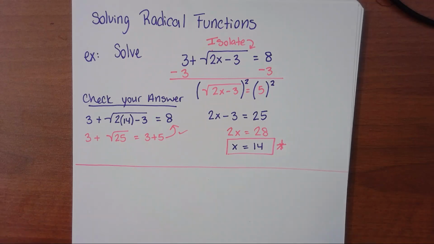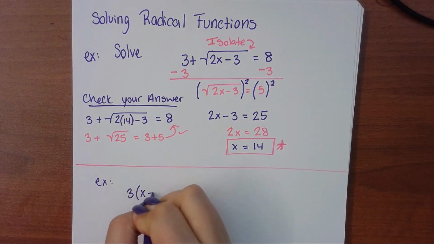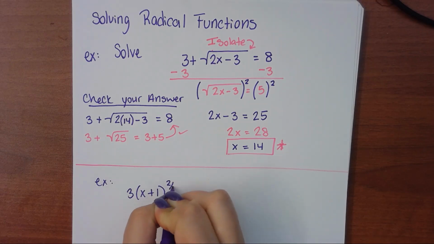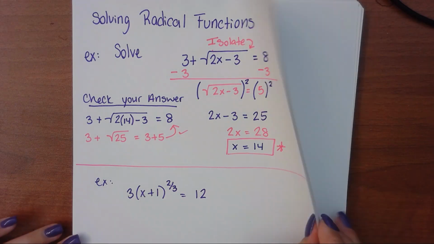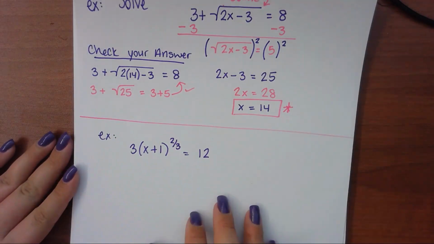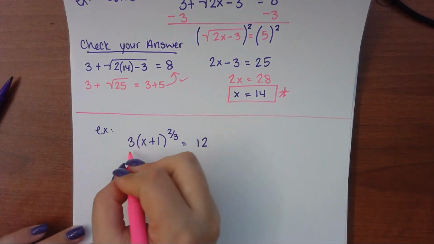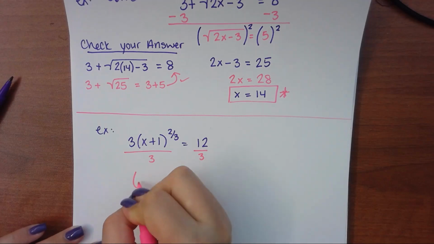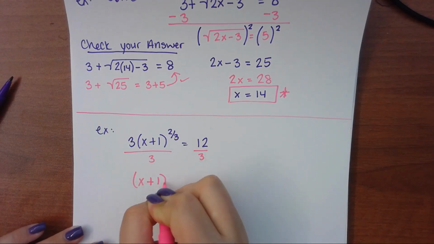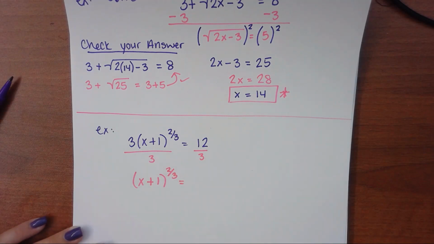Let's do another one. I have 3 times x plus 1 to the 2/3 power is equal to 12. So now we're bringing in that rational exponent that we talked about in the last video. For this one, we're going to divide both sides by 3 to get rid of that number on the outside. I still want to isolate the radical. Even though it's not a radical, I still want to isolate it.